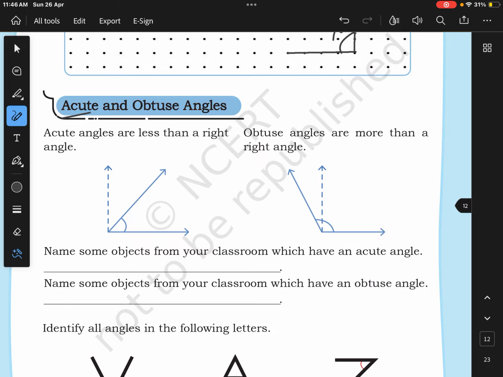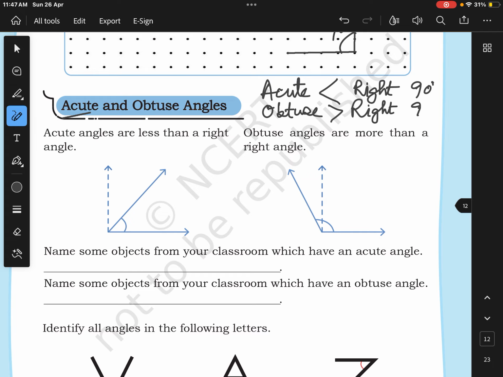Acute angle means if the angle is less than a right angle, that means less than 90 degrees, it is called an acute angle. Like if it's 80 degrees. Acute angle is less than what? Less than 90 degrees, the right angle. An obtuse angle is greater than a right angle, or greater than 90 degrees.